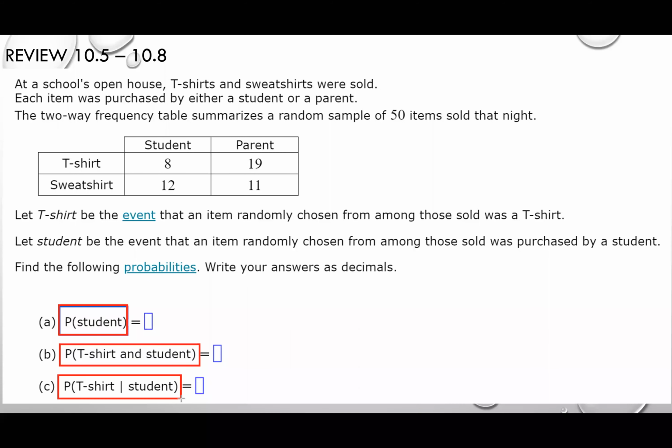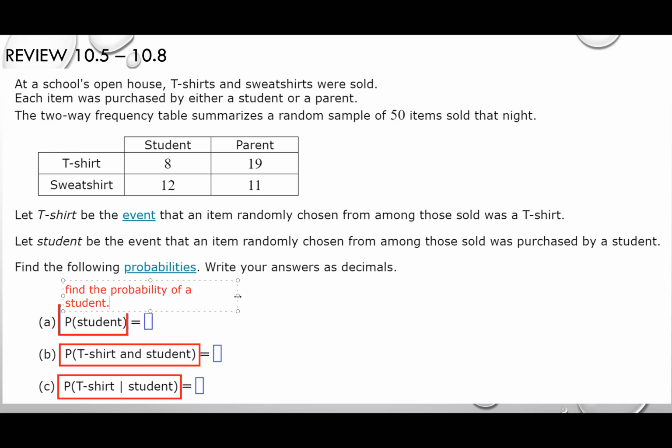We only select one person, right? The "and" right here is not the t-shirt and then the student. This "and" is the intersection of the two. If you read this, for part A they ask you to find the probability of a student. If I select one person, find the probability that person is a student, right?